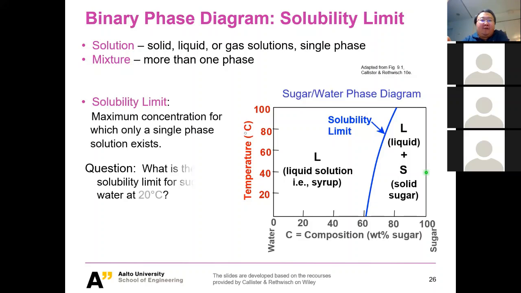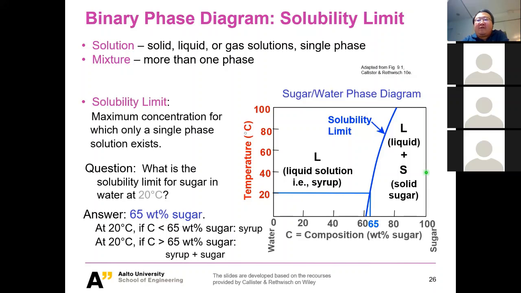And if I ask you at room temperature, what is the solubility limit of sugar in water? Then you can just read from this line, it's 65%. Yeah. Good. I think that was clear for everybody. What you can further read from this diagram is that you can change it.